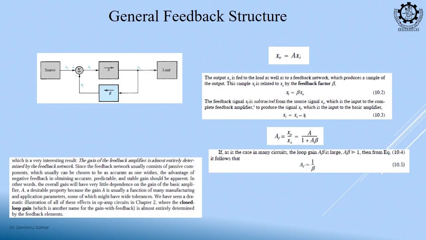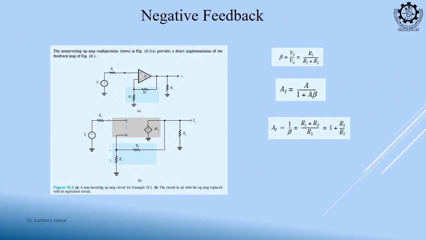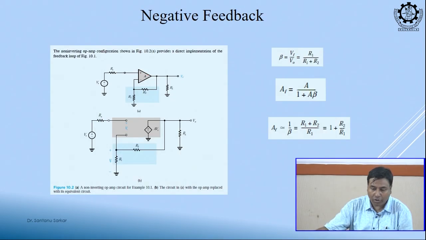So, we have seen that in a general feedback structure, we have A and this beta is our feedback, which is subtracted from the main input, and we get the closed loop gain as A by 1 plus A beta, that we derived last day. Now, considering this structure, this is a non-inverting amplifier, right.